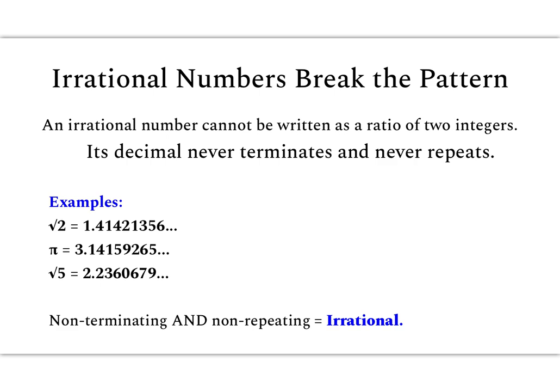Let's take a look at a few famous examples. Square root of 2 is 1.41421356. Pi, we are very familiar with pi, equals 3.14159265, and square root of 5 is 2.2360679. I want you to notice something about our square root of 2 and 5. Those are not perfect squares.